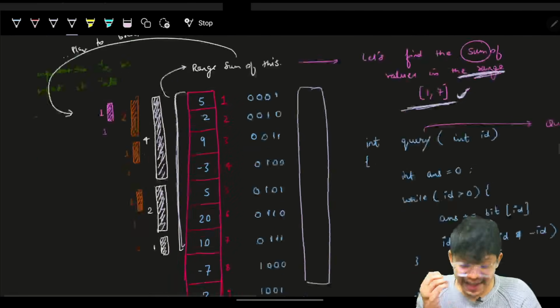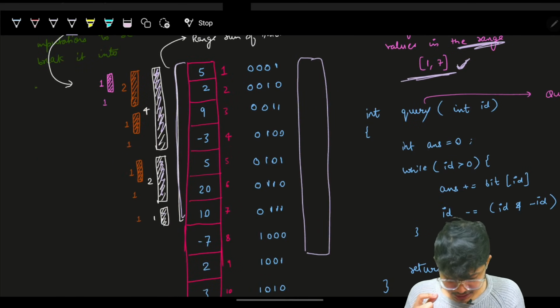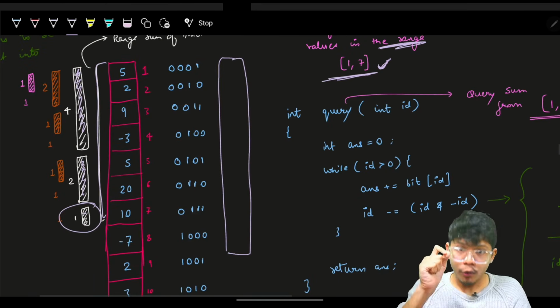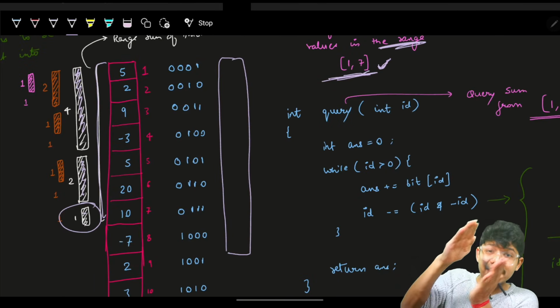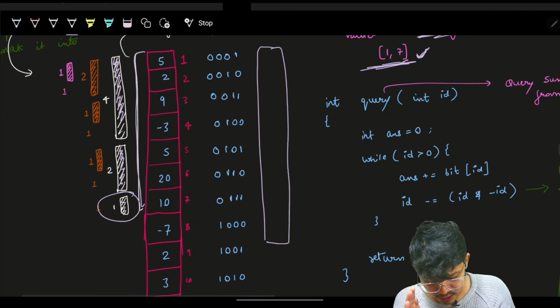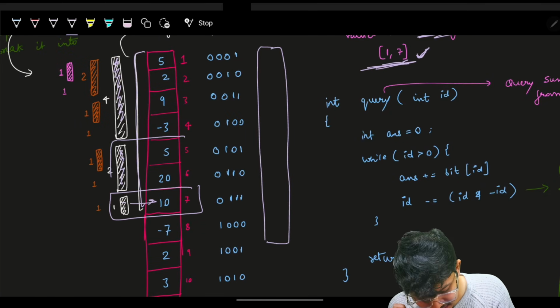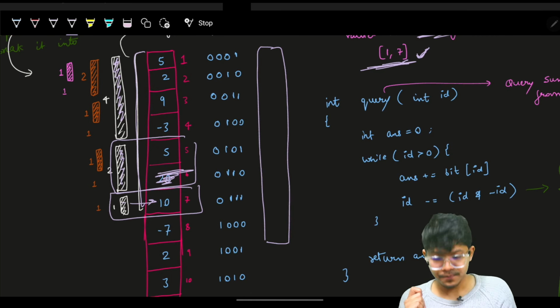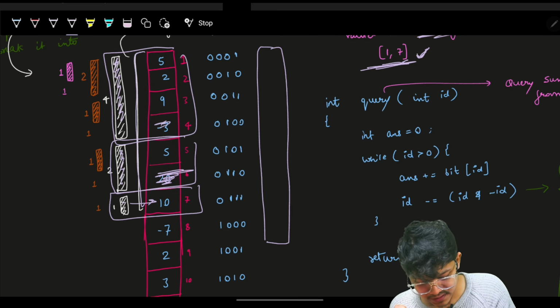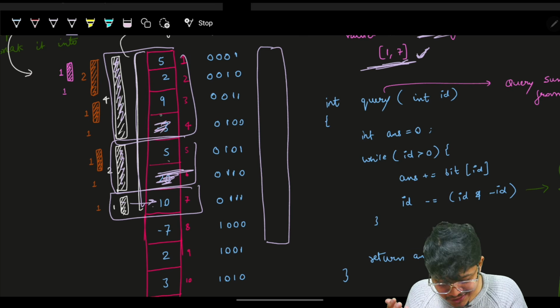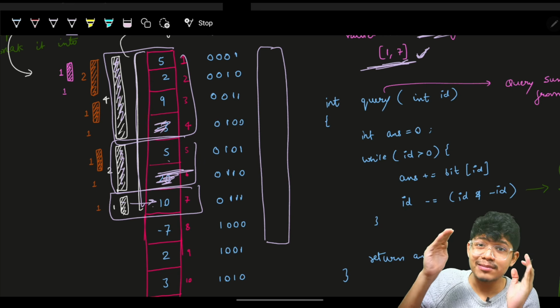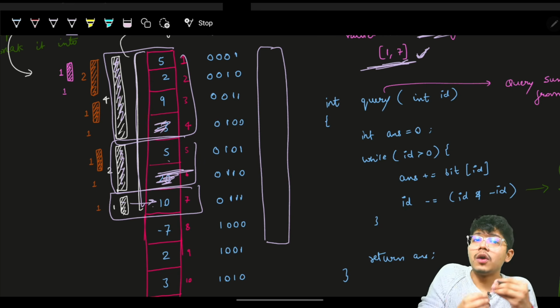Now when this array is made, I know one thing. I want the range from 1 to 7. So I will get this specific sum, the one sum. I'll get the next 2 sum value, which is this specific value. I'll get the next 4 value, which is this specific value. And with just these 3 values, I have got the range sum of 7 elements. And that is how your query is useful.